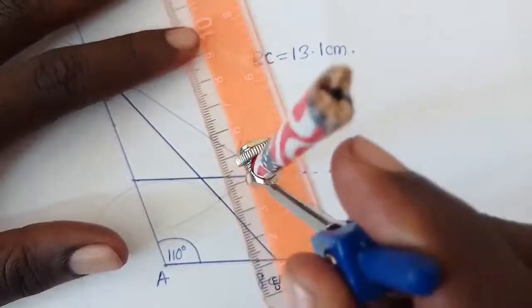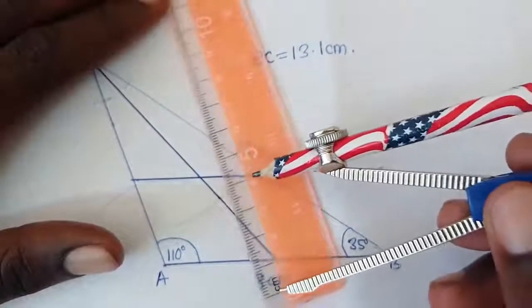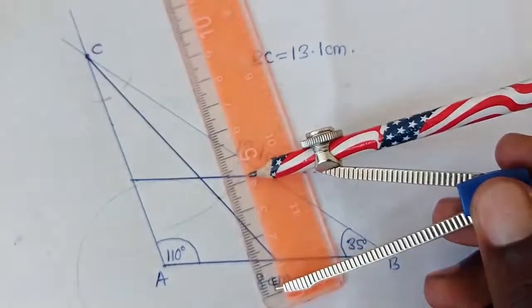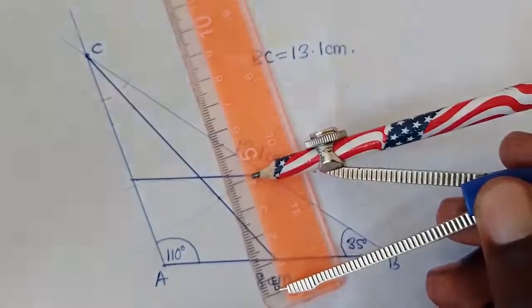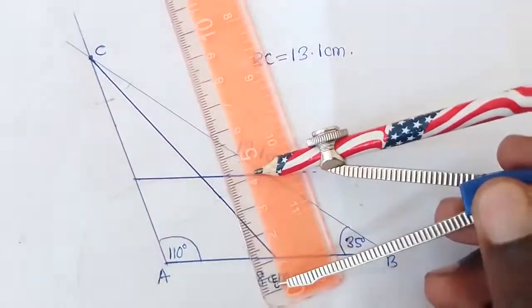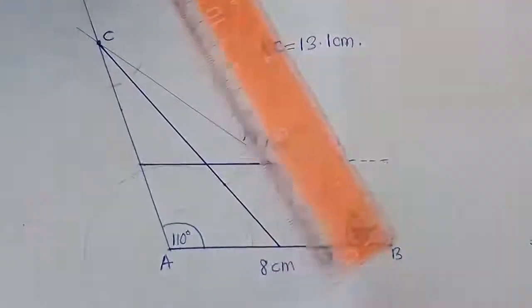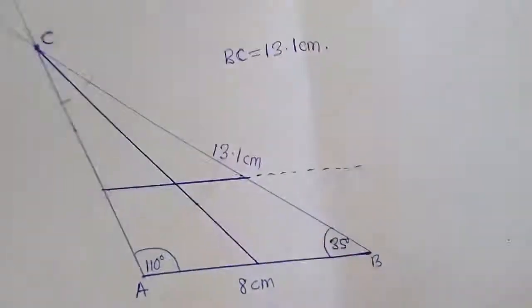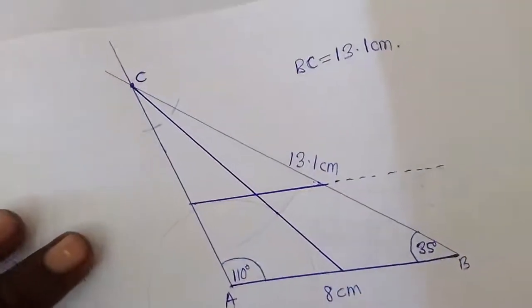I know if I do it like this, some people will not be able to see. That's the reason why I'm doing it like this, so that we are able to see. You are watching this on a phone, so you are able to see properly. Have you seen? This is what should be done. This is 4 centimeters from where? A. Okay, 4 centimeters from A.